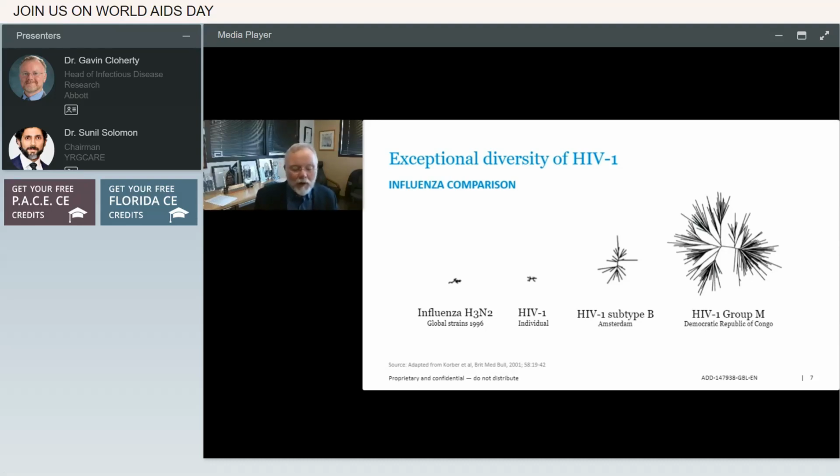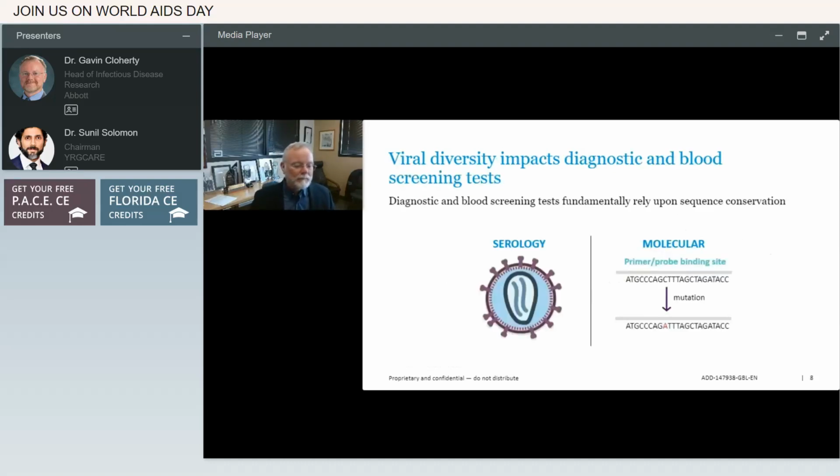Go further right, and you've got roughly 200 people from the Democratic Republic of Congo, again all group M, with immense amounts of diversity relative to influenza. So HIV is a very difficult virus to develop diagnostic tests, therapeutics, and vaccines for that will work robustly over time.